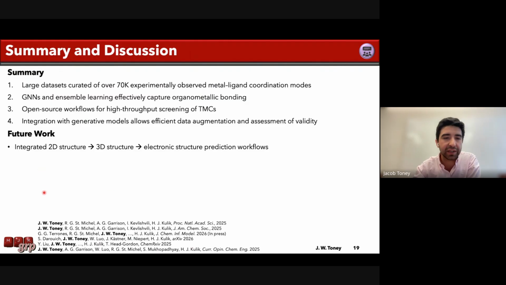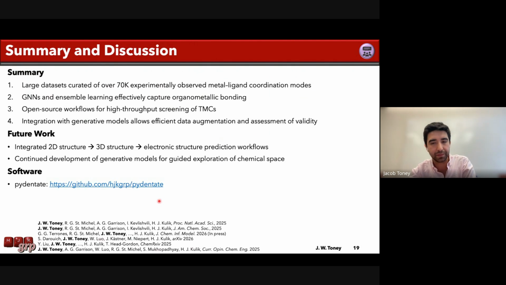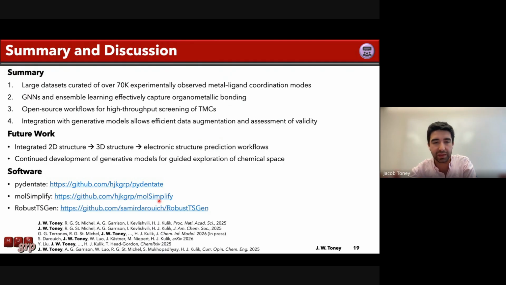Future work that we're engaged with is an integrated 2D to 3D to electronic structure prediction workflow. And we continue development of more generative models for the guided exploration of chemical space. And all the software that I talked about is available on the open source GitHubs.